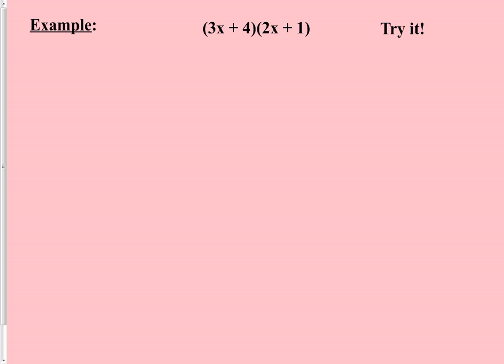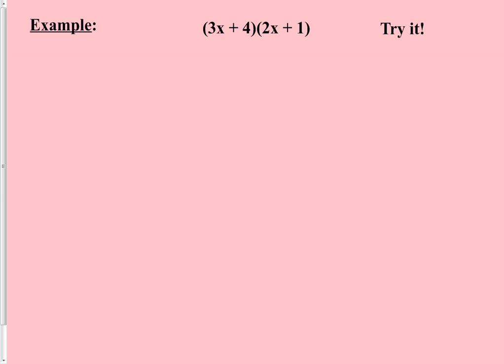Okay, so here's a couple of binomials, 3x plus 4 and 2x plus 1. Now keep in mind you should expect 4 terms from the distribution. It's a binomial times a binomial. That's 2 times 2. But that does not mean there's going to be 4 terms in the answer. That just means 4 terms from the distribution. Some of those terms might combine.